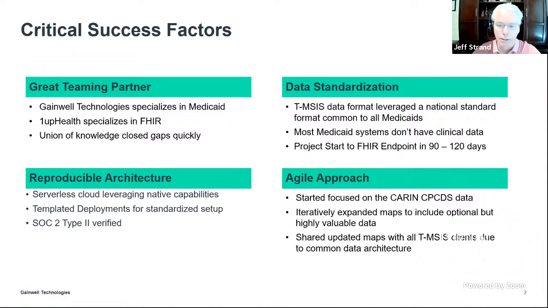Another critical success factor is an agile approach. We've talked a couple of times already that everybody is starting with the CARIN consumer payer data set. This is the core set of data that is required at the base of the record. We started there, but then we iteratively layered on more and more of that optional but very valuable data that's available in the TMSIS extracts that is allowable within the FHIR resources. We could then share those extended maps both with our existing clients and with the new clients as they were coming on board. That iterative expansion really helped in expanding the amount of data, and it allowed us to complete the data.